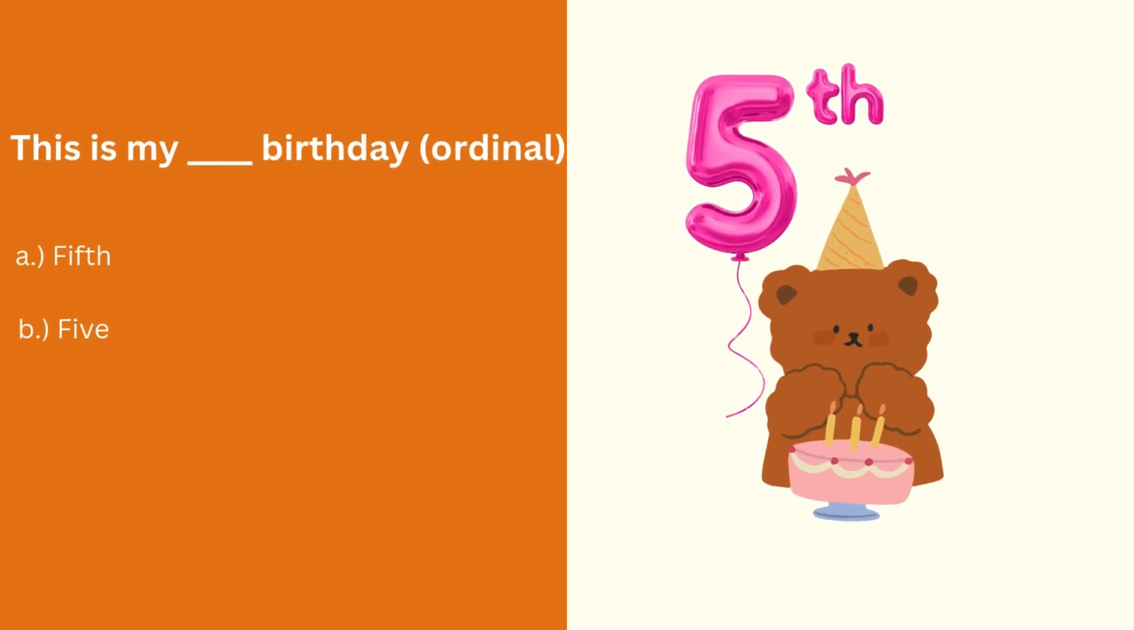The second question, this is my blank birthday. The answer is an ordinal number. A, 5th, or B, 5. Yes, the correct answer is A, 5th. Why fifth, not five? Because fifth tells us the order of the birthday.